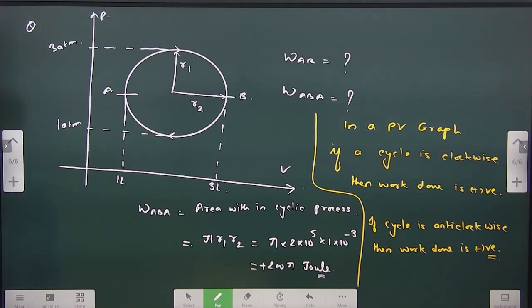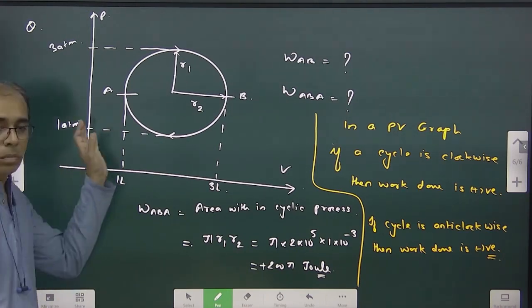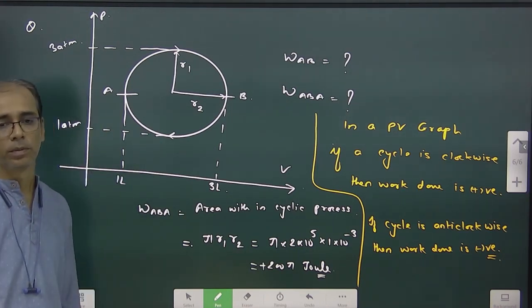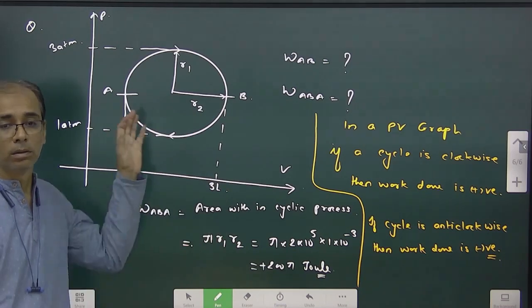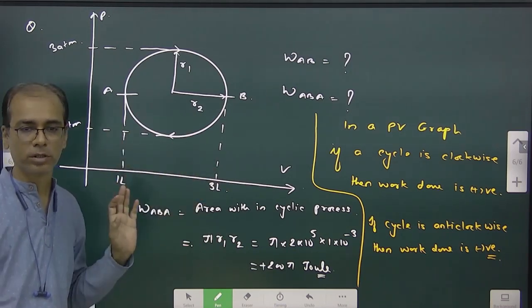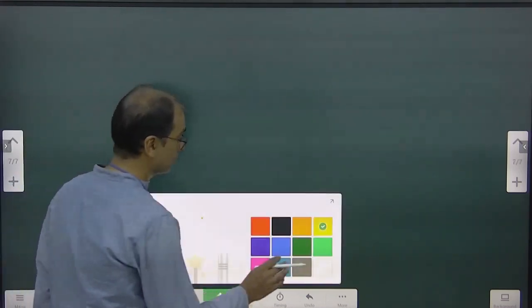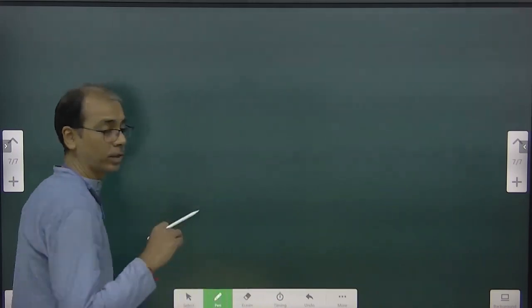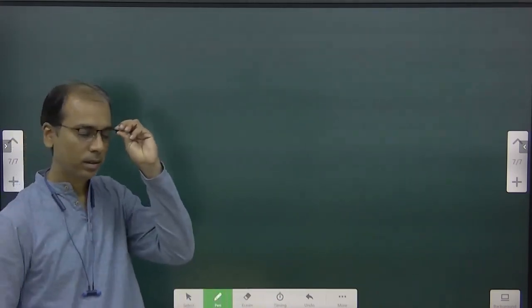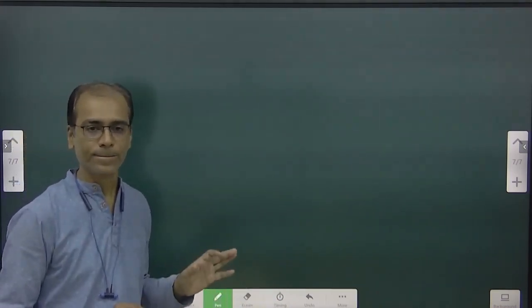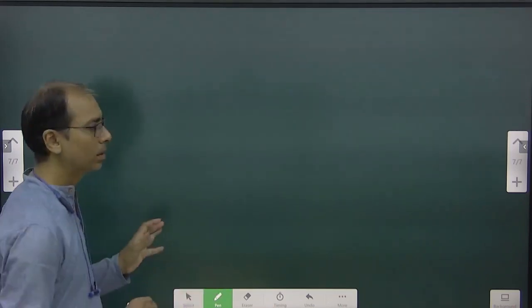Okay, done this one. Now this is how cyclic process work done we can calculate. If it is clockwise, then directly we can write positive and then find area. There is no issue in that. Okay, right. So before this, before first law of thermodynamics, I was making one question, right? Now can we do it? We can.